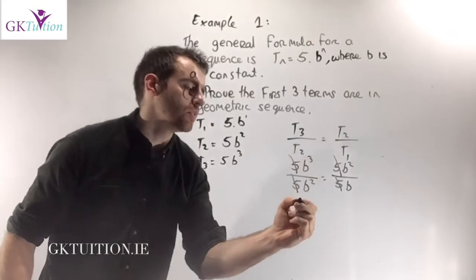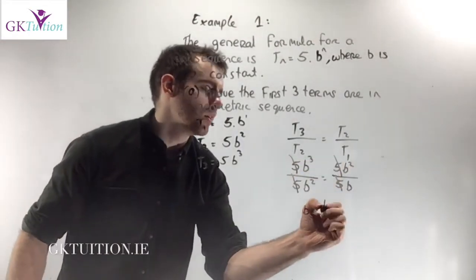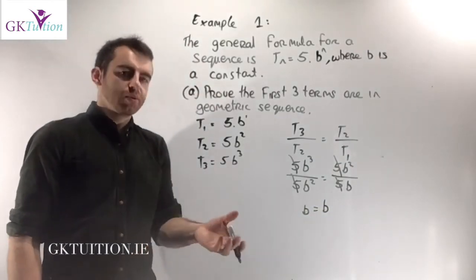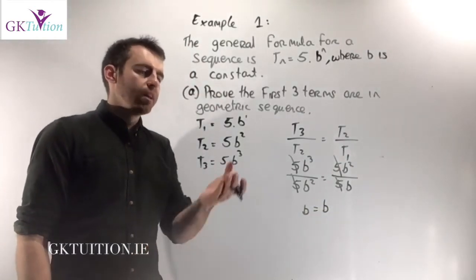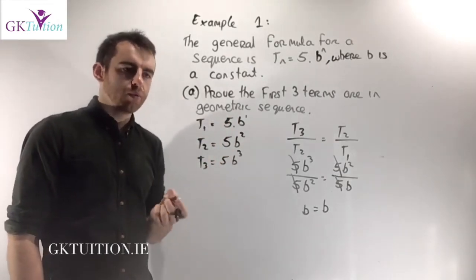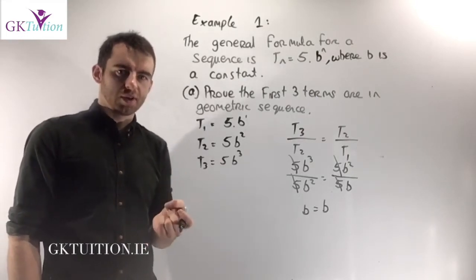B squared divides into b cubed b times, and b divides into b squared b times. So I'm left with b on the left and b on the right. So in this scenario, clearly the first three terms are in geometric sequence. But let's look now at what we would do if it asked me to prove this sequence is geometric.